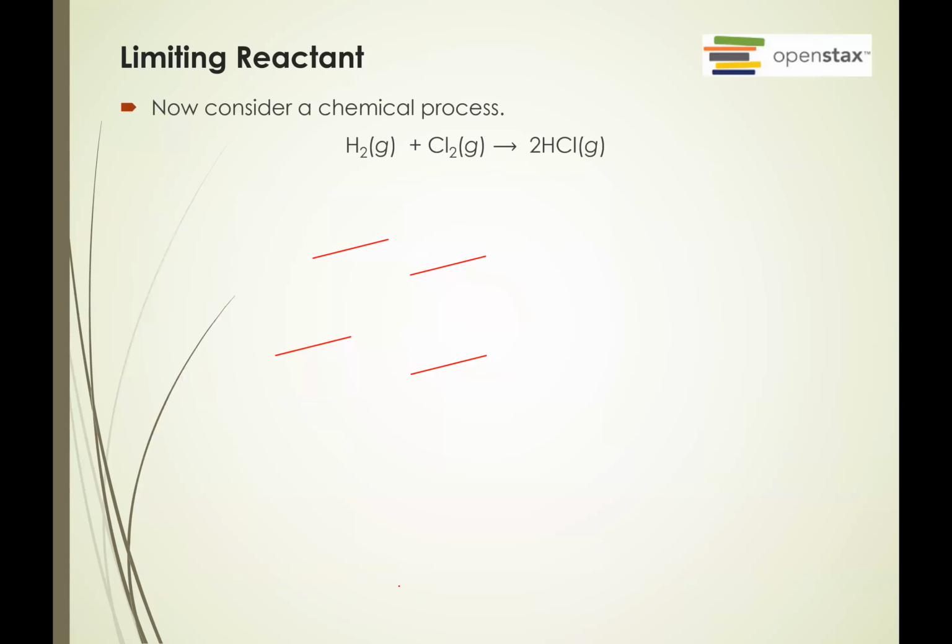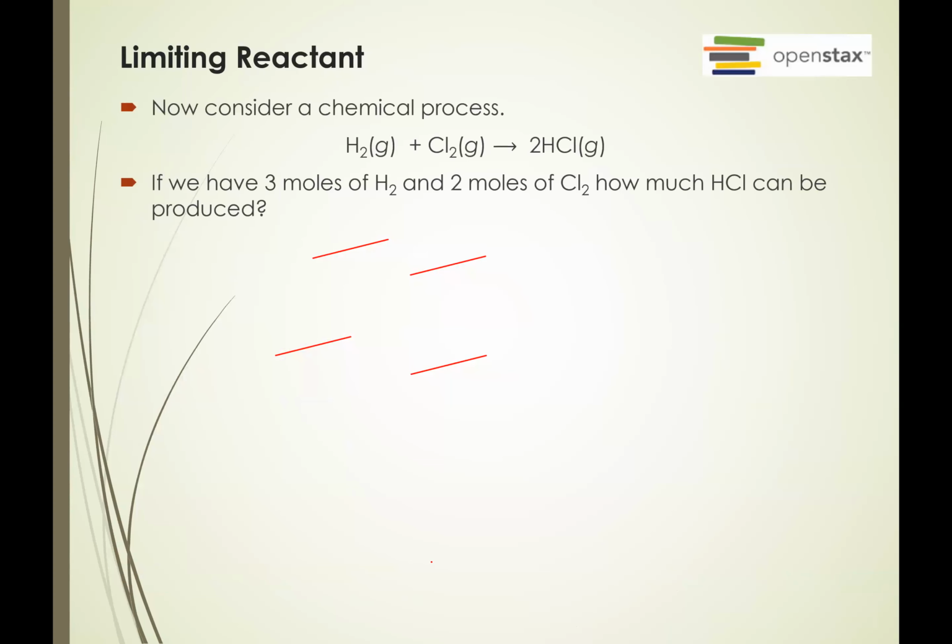Okay. So let's look at an actual chemical equation. So hydrogen plus chlorine makes HCl. If we have 3 moles of hydrogen and 2 moles of chlorine, how much HCl can we produce? So again, they gave us a chemical reaction, which means we need to use the chemical reaction. So in this case, we have 3 moles of hydrogen and 2 moles of chlorine. Okay, so what are they asking us to find?